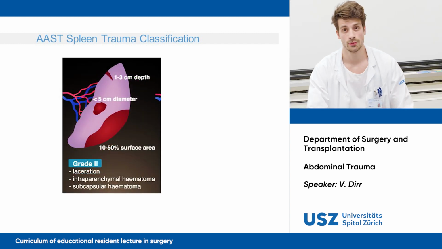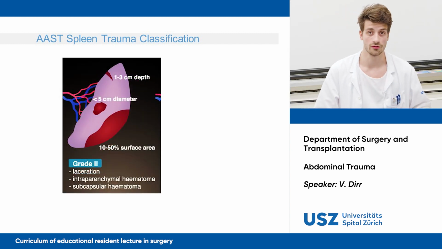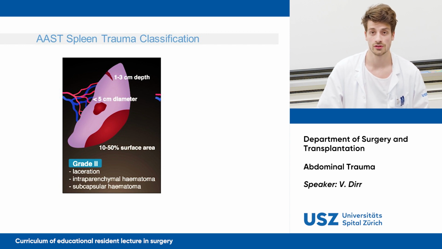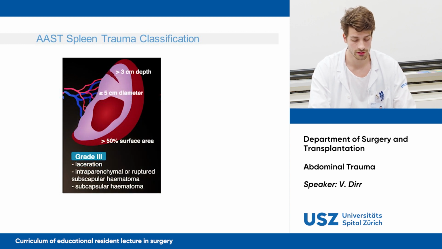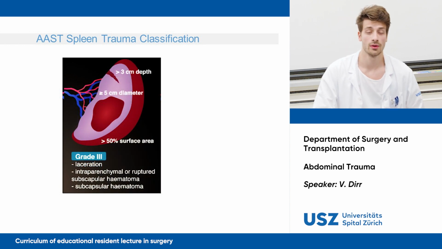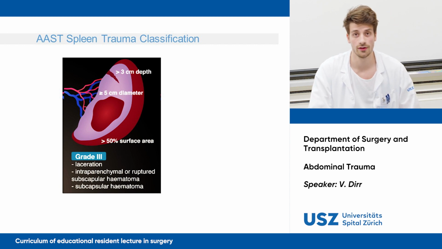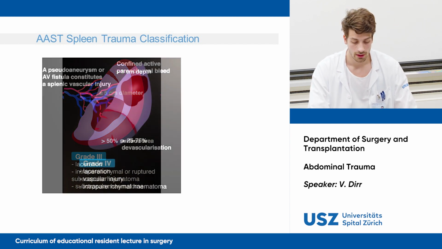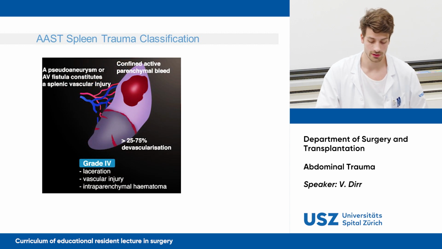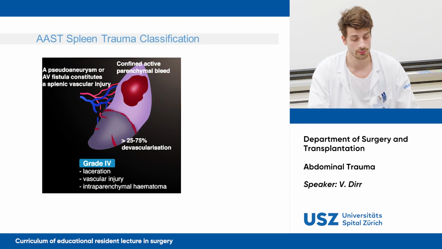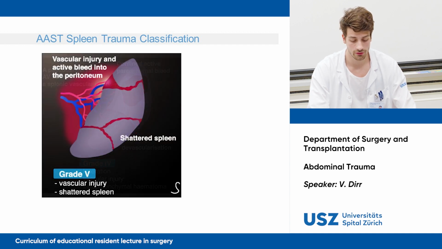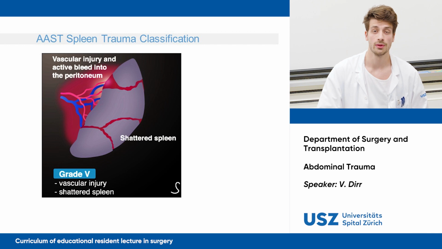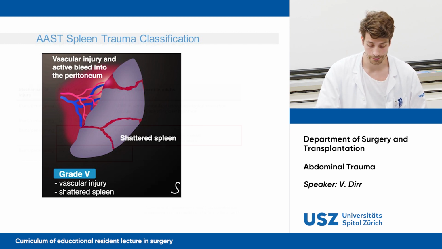And in a grade 2, it's about an increase of depth, for example, 1 to 3 centimeters, 10 to 50% surface area covered of the spleen. And in a grade 3, we have also an intraparenchymal or ruptured subcapsular hematoma, which can be just above 5 centimeters in diameter. And when we talk about a grade 4, we also talk about a vascular injury, which can lead to something like a pseudoaneurysm or an arteriovenous fistula, and that can lead to devascularization of the spleen. In a grade 5, we have a shattered spleen with active bleeding into the intra-abdominal cavity.